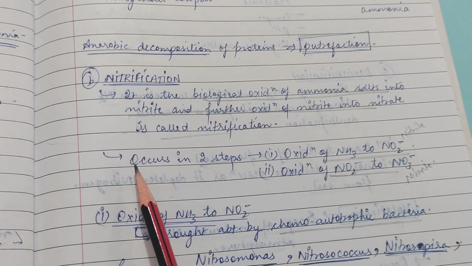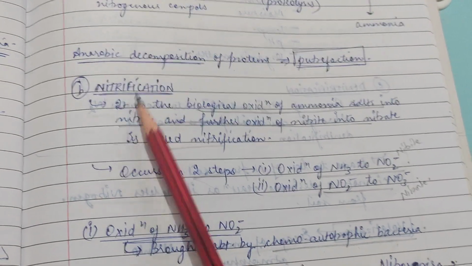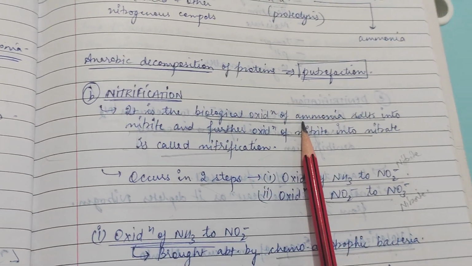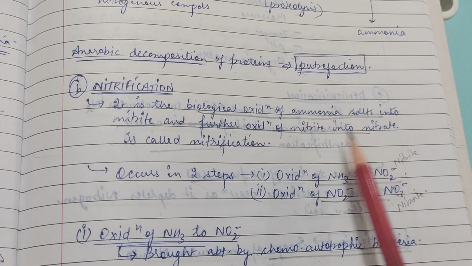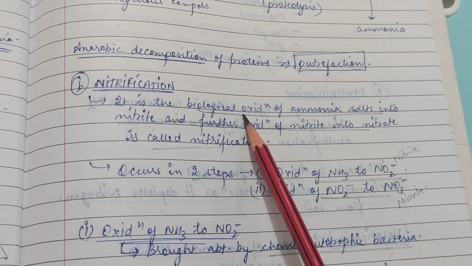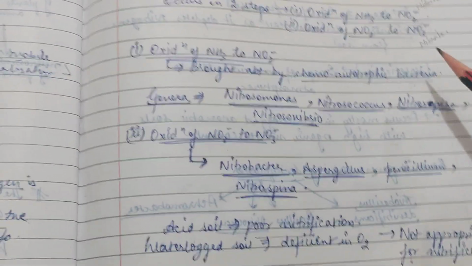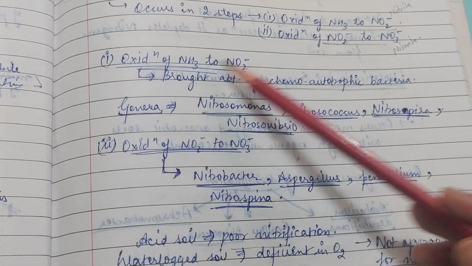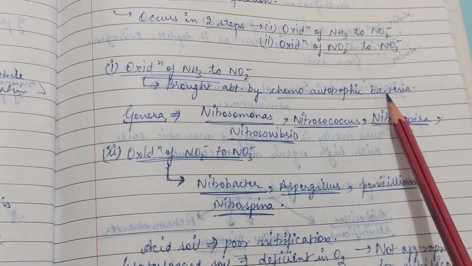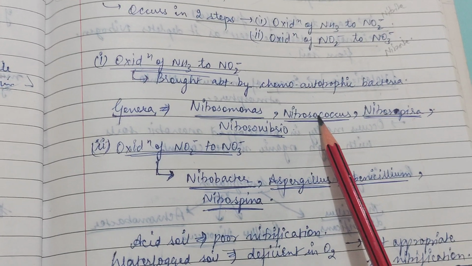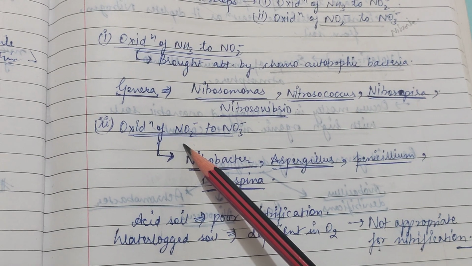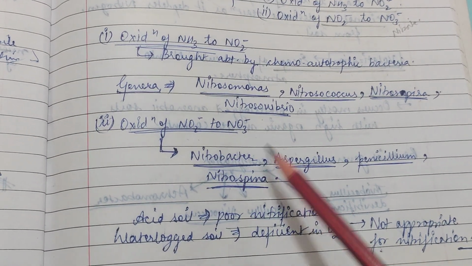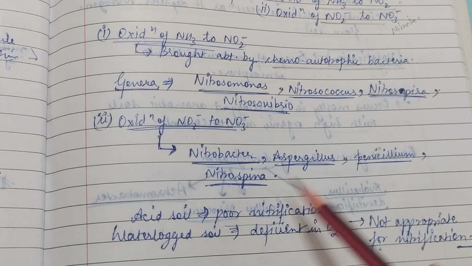The second step in nitrogen mineralization is nitrification. In this, biological oxidation of ammonium salts happens into nitrite, and further this nitrite is converted into nitrate. Biological oxidation basically means through the action of microorganisms. The two steps involved in nitrification are, first, oxidation of ammonia to nitrite, which is brought about by chemoautotrophic bacteria. Examples are Nitrosomonas, Nitrosococcus, Nitrospira and Nitrosovibrio. The second is the further oxidation of nitrite into nitrate, which is carried out by Nitrobacter, Aspergillus, Penicillium and Nitrospina.